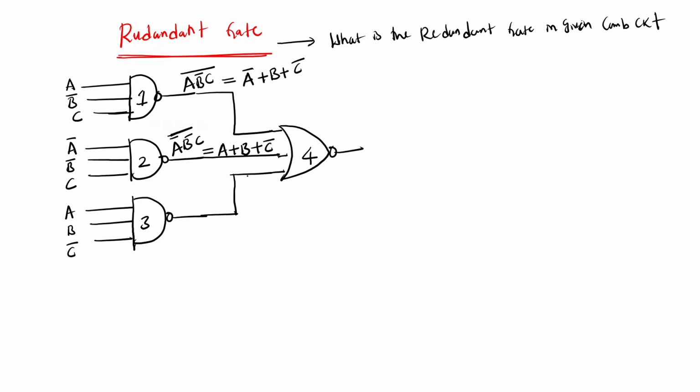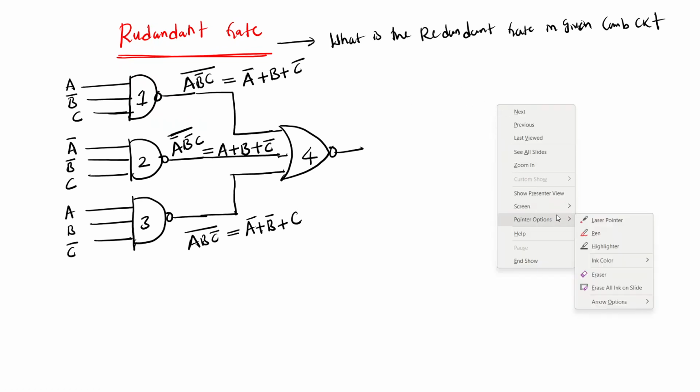Okay, and next, this one, if you see, A B C bar, okay, (A B C bar) whole bar. So if you apply De Morgan's law, (A bar or B bar or C bar) whole bar is nothing but C. Okay, C bar whole bar equal to C. Okay, so that means you need to identify.